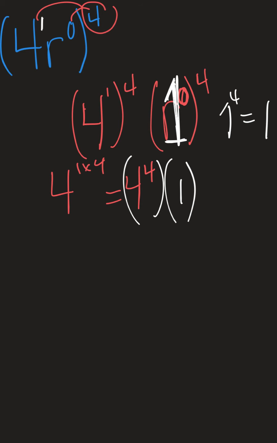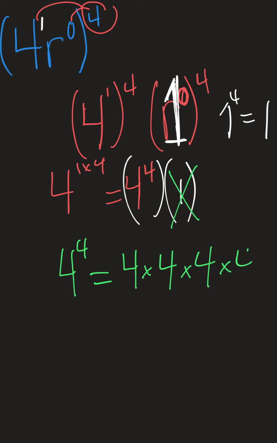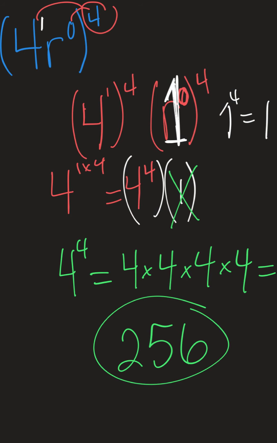I'm going to continue to simplify. I can drop that 1 because multiplying by 1 just gives me itself. And 4 to the power of 4 can be written as that, or I can actually do the multiplication, which is 4 times 4 times 4 times 4, which gives me 256 as my final simplified form.